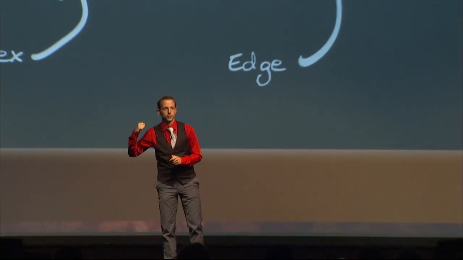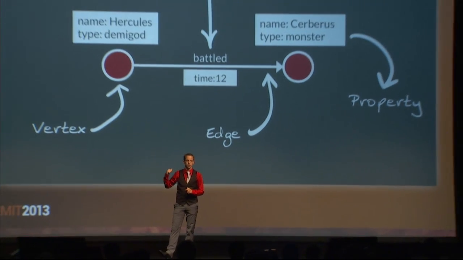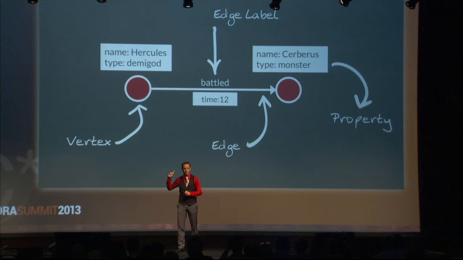As in this example, we have people here, Hercules and a monster, Cerberus, represented as vertices. We have one edge between them, a battled edge, that has a time point of 12. And that's pretty much all you need to know in terms of terminology and how you would go about dealing with a graph database. So that boils it down to exactly 30 seconds.